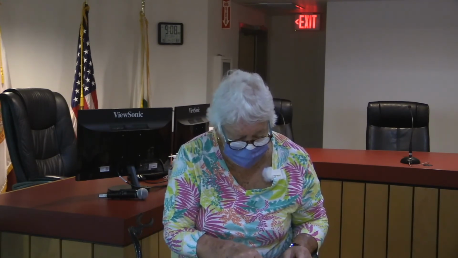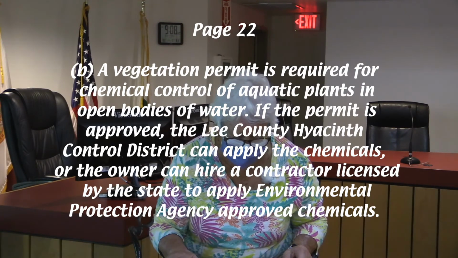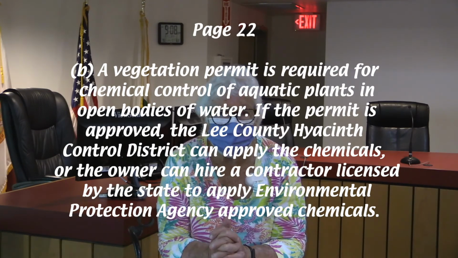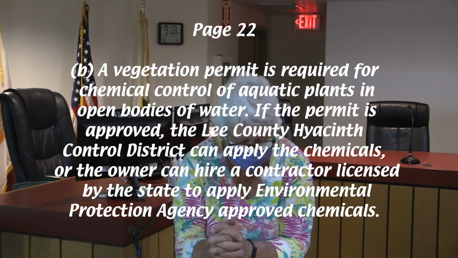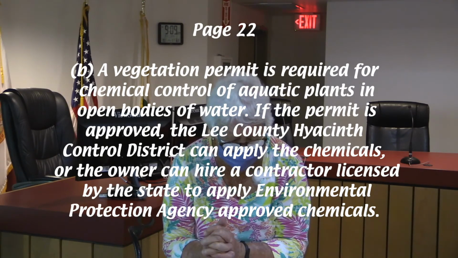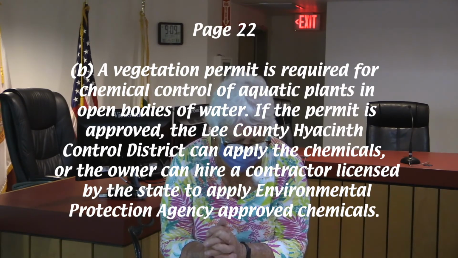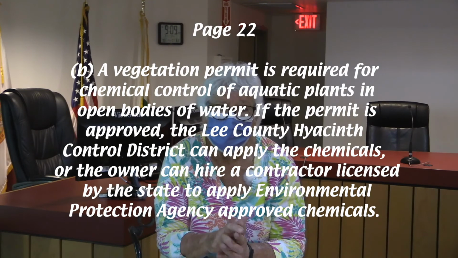Now, B. A vegetation permit is required for chemical control of aquatic plants. But what you need to know to answer this question is that the Lee County Hyacinth Control District can apply chemicals, or the owner can hire a contractor licensed by the state to apply Environmental Protection Agency approved chemicals.